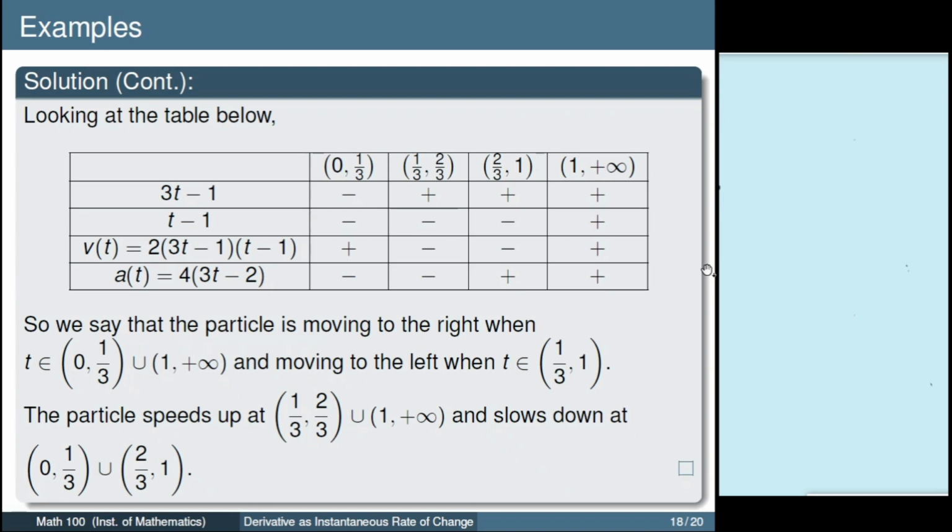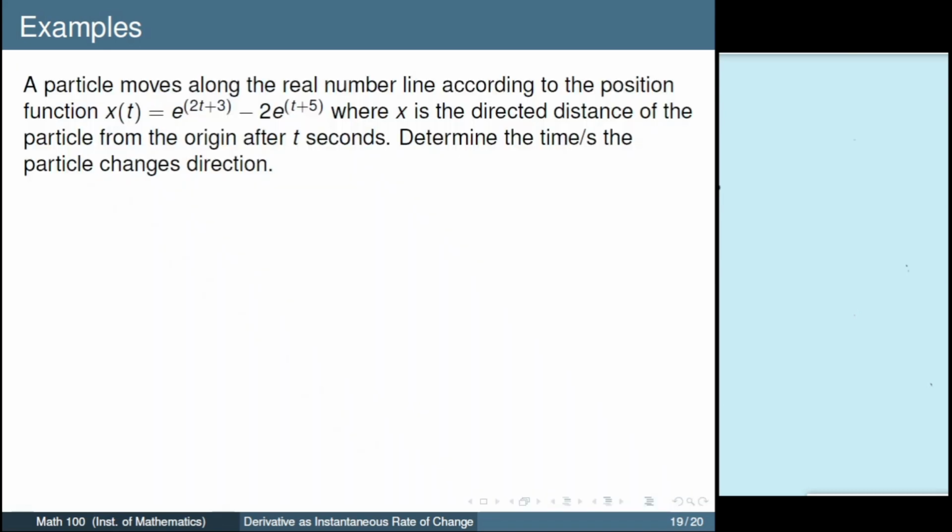So we have here the last example for this lecture video. In this problem, we have a particle moving along the real number line. The position function is given by this. X of t equals e to the quantity 2t plus 3 minus 2e to the quantity t plus 5. So, differential ng dalawang exponential functions. Our x here is the directed distance of the particle from the origin after t seconds. Our goal is to find the time when the particle changes direction.